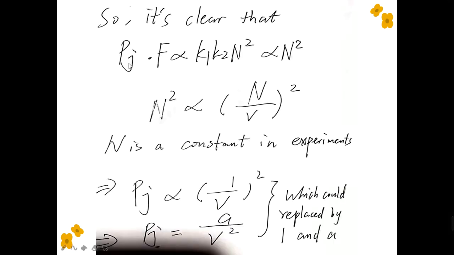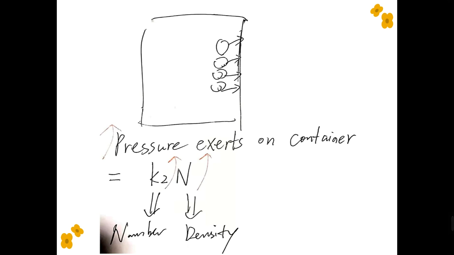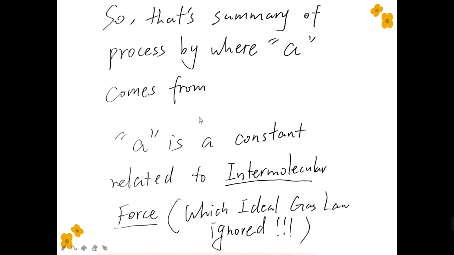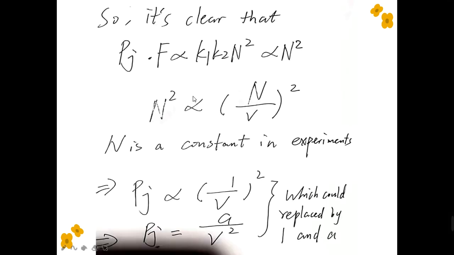So it's clear that Pj multiplied by F is related to K1 K2 n squared, which comes from multiplying these two formulas together, and is related to n squared. And n squared is related to n squared divided by V squared, where V is volume. Because n, as I said before, is the number of molecules, it's a constant in experiments, so we can replace it by 1 over n. So we can get this formula.